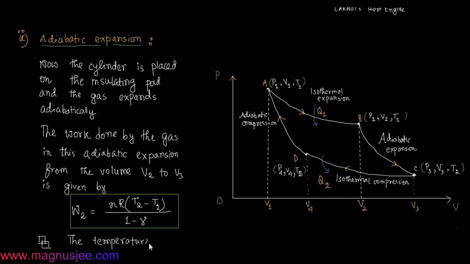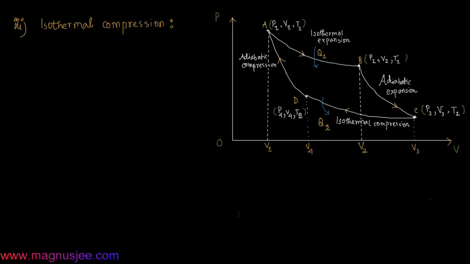Now the temperature of the ideal gas placed in the cylinder decreases from T1 Kelvin to T2 Kelvin. Now we have to consider isothermal compression of the gas from the point C to D in the PV diagram.